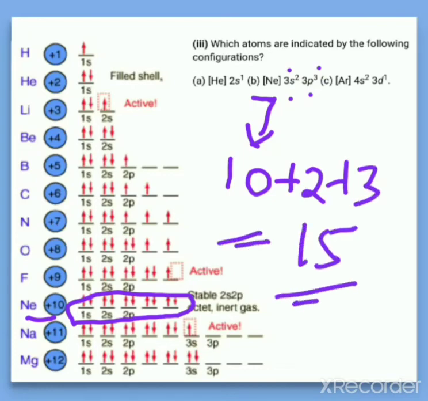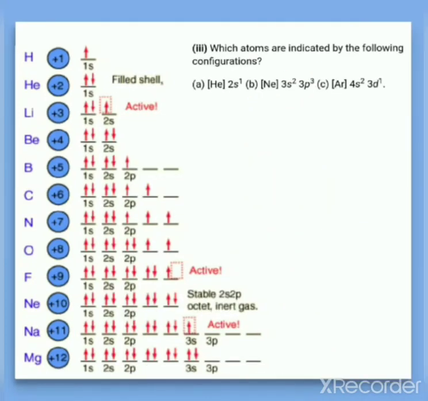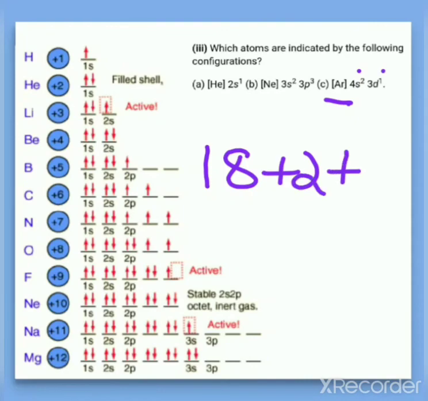So the element represented is atomic number 15. Atomic number 15 belongs to the element phosphorus. So the element which is indicated by this electronic configuration is phosphorus. Next one is the third one. In this, Ar represents argon. Its atomic number is 18, plus 2 electrons, that is 4s2, is given. So 2 electrons plus 1 electron is given.